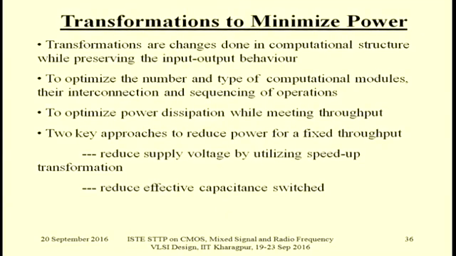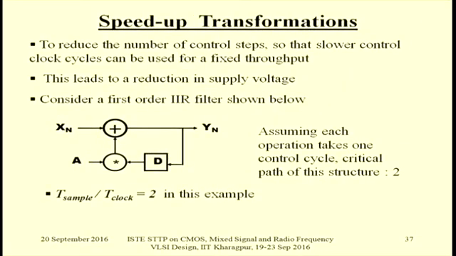Now, the transformations to minimize power: we now come to address those cases where in an automated manner we can reduce the power. These transformations are changes done in the computational structure while preserving the input-output behavior, to optimize the number and type of computational modules, their interconnection and the sequencing of operations. So we want to optimize power dissipation while meeting the throughput. Two key approaches are there: reduce the supply voltage by utilizing speed-up transformation, and reduce the effective capacitance switched. First, look at this: reduce the number of control steps so that slower control clock cycles can be used for a fixed throughput.